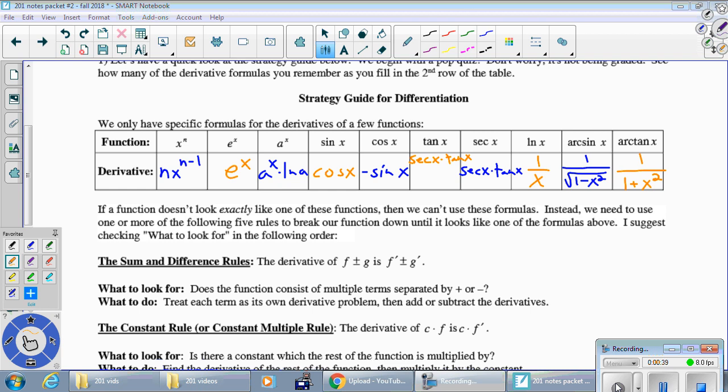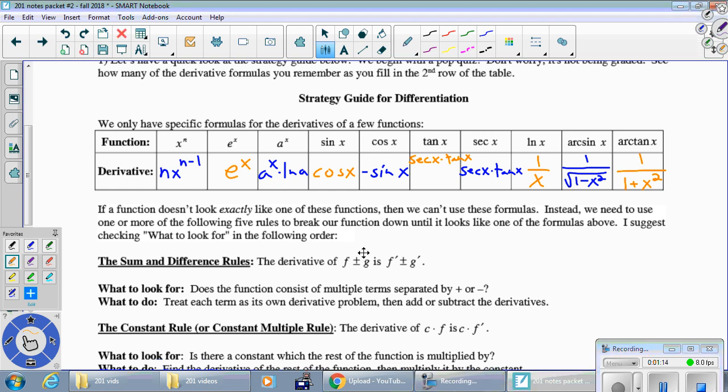We only have specific formulas for the derivative of a few functions. So if the function that we are looking at isn't exactly one of these, what are there, 9 formulas in here? Maybe it's 10. 3, 6, 9, 10. If it's not exactly one of these 10 formulas, we don't have a way to do it unless we apply one of our other fancy formulas like product rule or quotient rule or chain rule. But this is pretty much it.